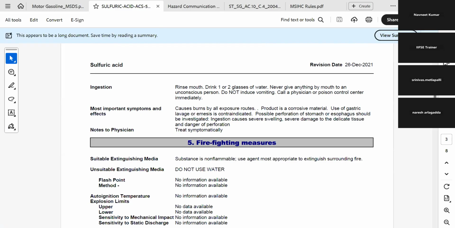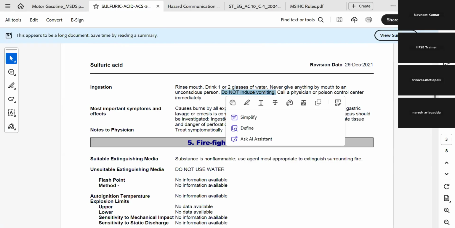Do not induce vomiting. As I told you before also, whenever you have consumed any acids, you are not supposed to induce vomiting. Induced vomiting in the sense that you should not try to vomit it.